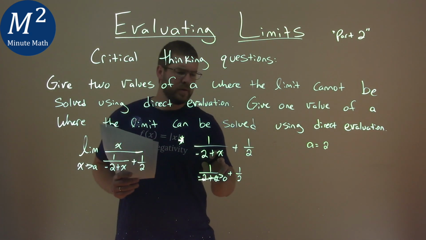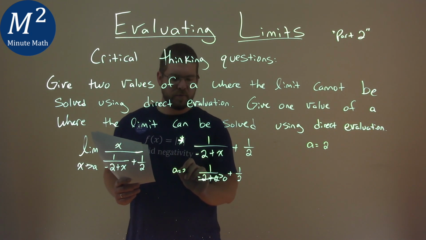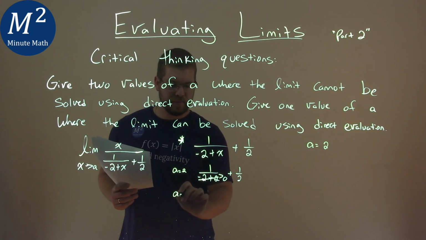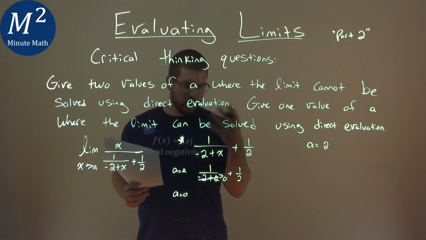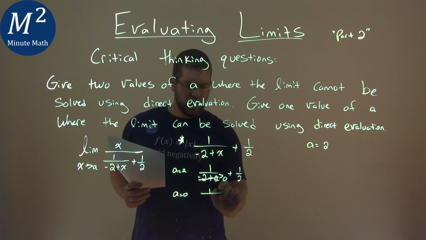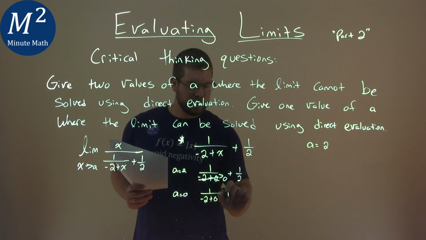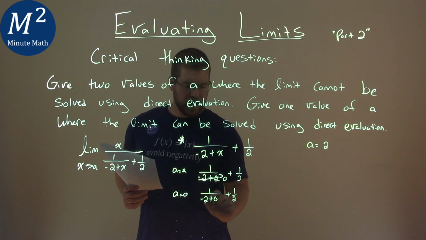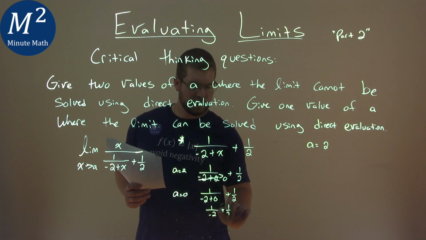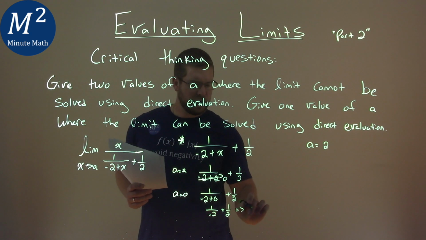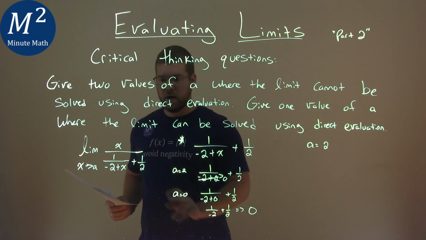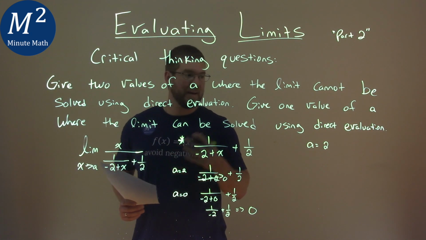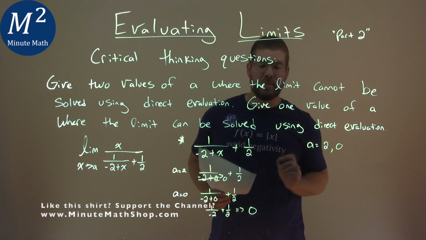Now what happens when we put a 0 in? So this is when a equals 2. What happens when we put a 0 in for x? Okay, or our a value is 0, right? We would have 1 over -2 plus 0 plus 1/2. But again, we would have 1 over, -2 plus 0 is -2 plus 1/2. -1/2 plus 1/2 is 0. That would cause this whole denominator to equal to 0, and again, we cannot divide by 0.